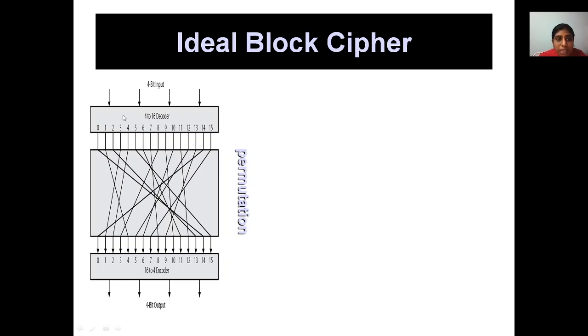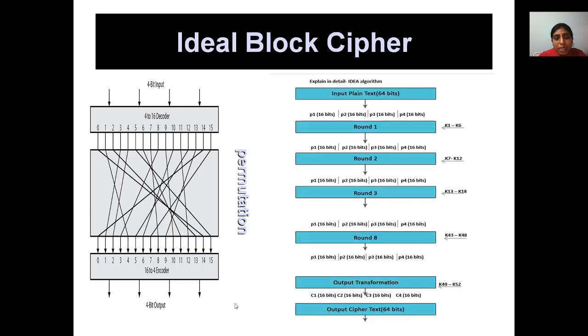These 16 bits are again processed in the form of a permutation. Then we again get 16 bits as output, which relates to the 64 bits of output. You can observe in the algorithm that we have taken an input of 64 bits, and the plain text is divided into 16-bit blocks: plain text 1, plain text 2, plain text 3 and plain text 4. So we have 4 blocks, each of 16 bits. In the round function we apply the key. These are the subkeys. How many keys do we have? We have keys 1 to 52.